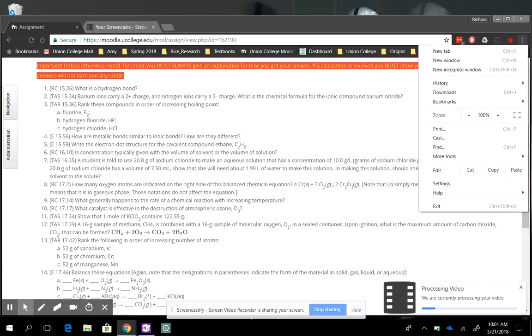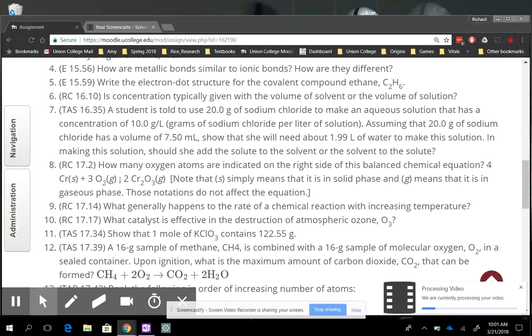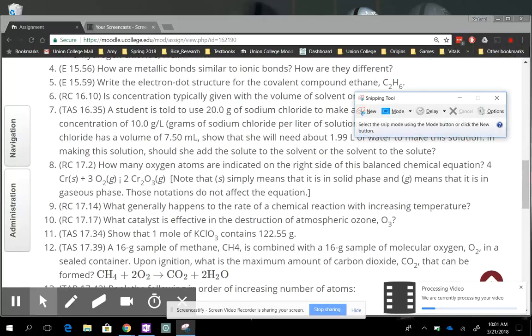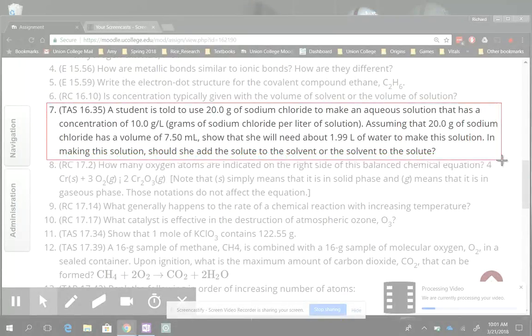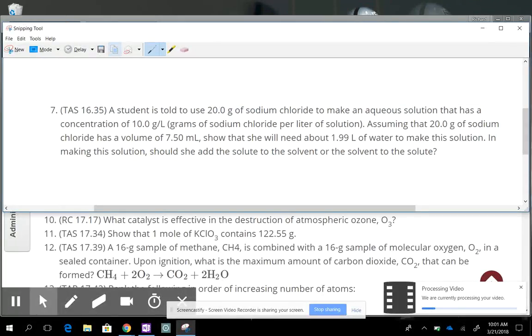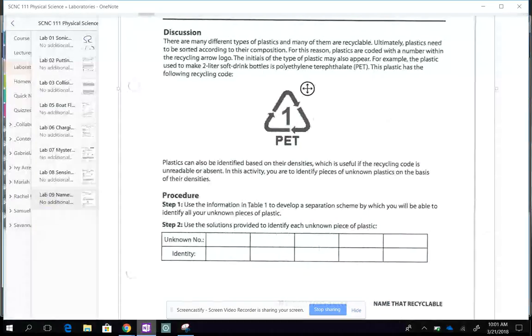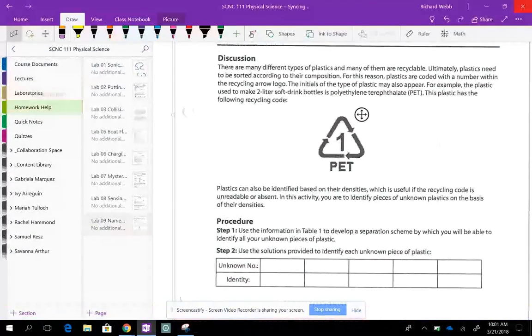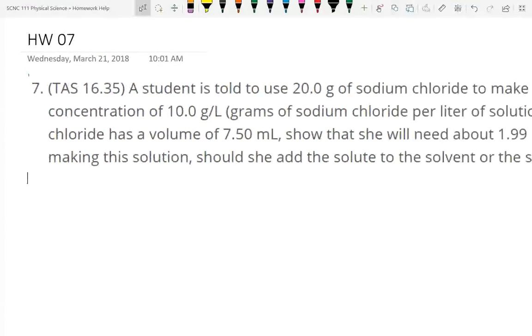So, actually, let's... Oh, the green. And I was working on your lab before class, hence being in the lab. And homework, this is number 7, right? You guys can't see yet.